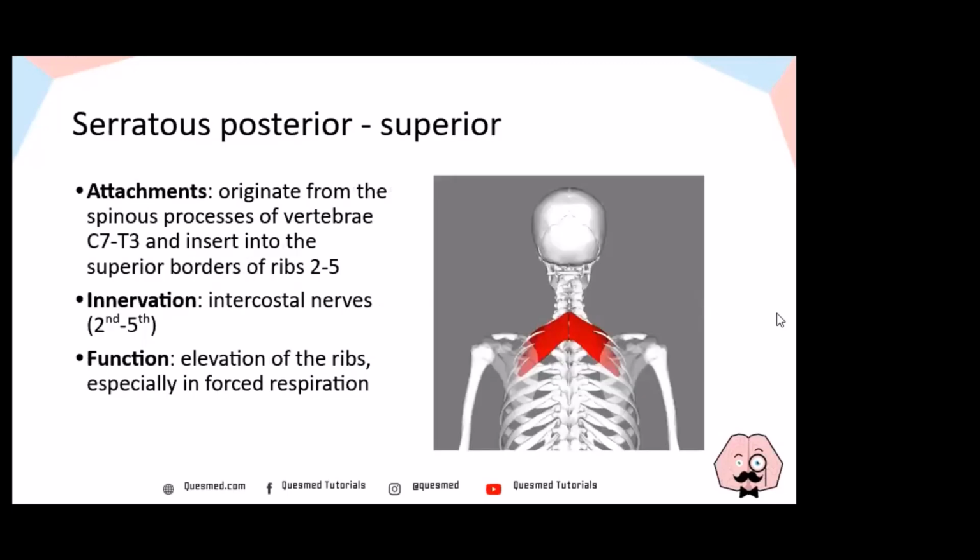Your serratus posterior superior originates adjacent to your spinous processes from C7 to T1, and then they insert adjacent to the superior borders of your second to fifth ribs. If you imagine these muscles contract, what they do is they elevate the ribs, so they make your thoracic cage bigger. So they're useful for forced inspiration.